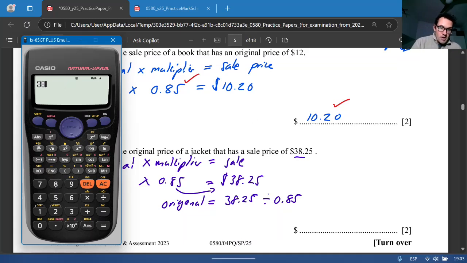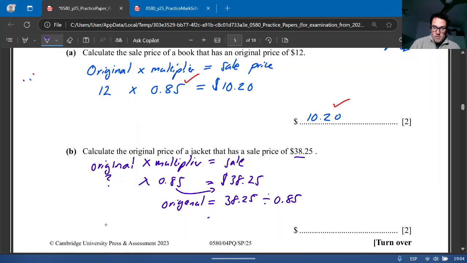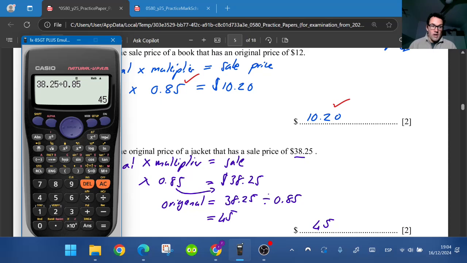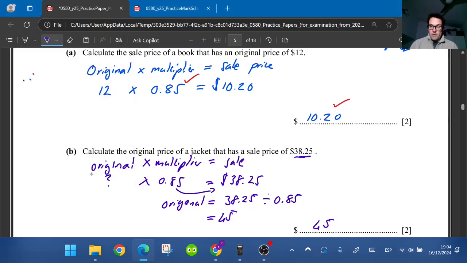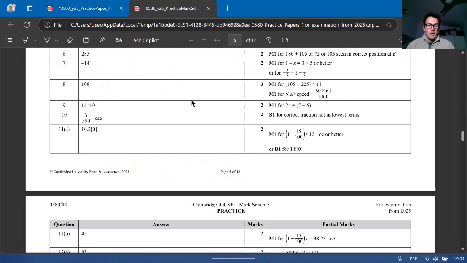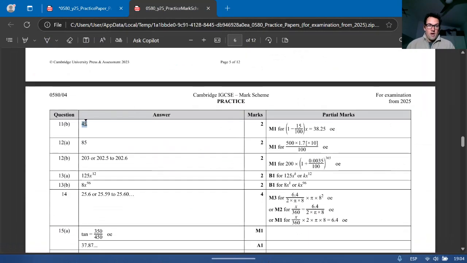So 38.25 divided by 0.85 gives us $45. And that makes sense, because if I take $45 times 0.85, I'm going forward now and I get 38.25. 45, there it is.